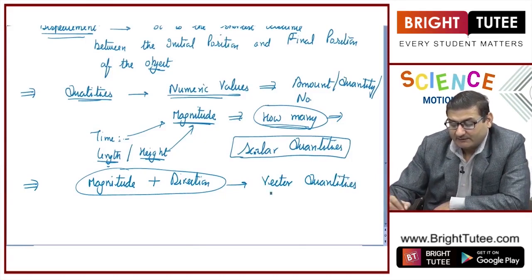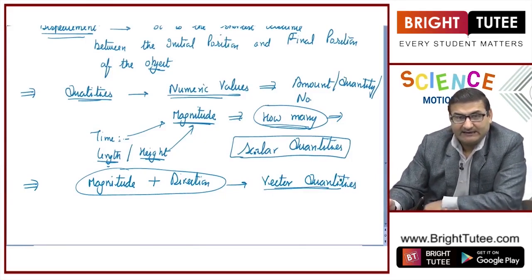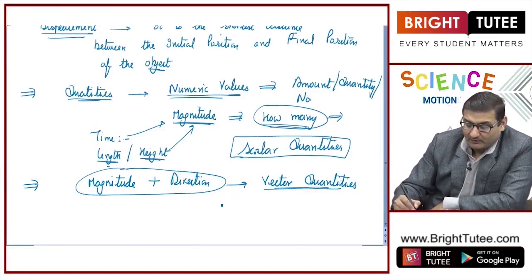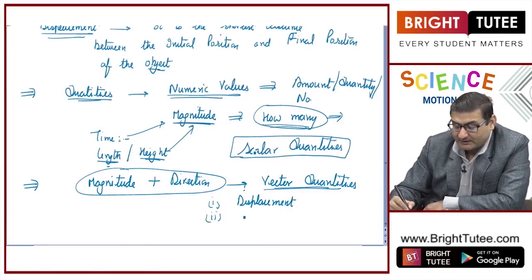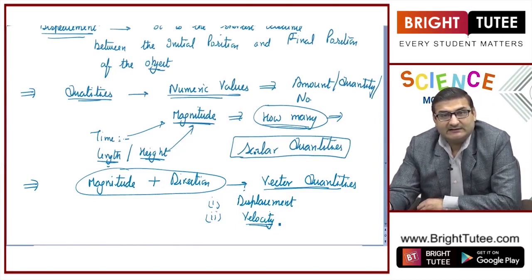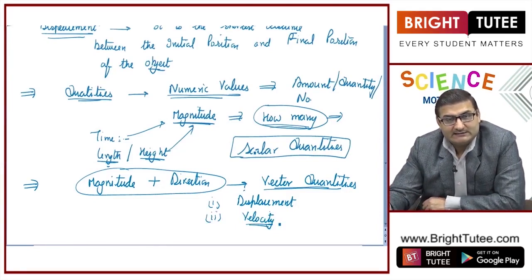We will study a few examples in detail. Right now I am just giving you examples of vector quantities. One is displacement. Displacement is a vector quantity. How? We will study it right now after 2 minutes. Another vector quantity is velocity. What is velocity? Why is it a vector quantity? We have the details in the same chapter only. Don't worry.